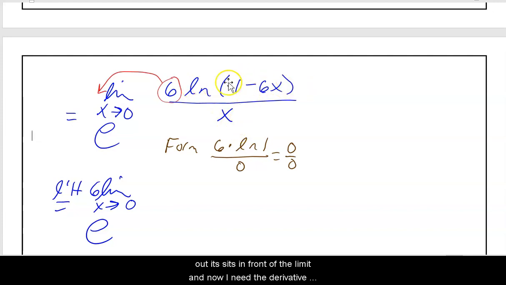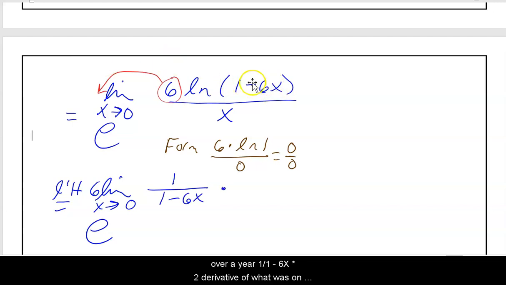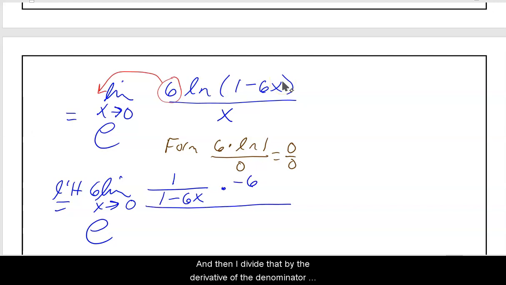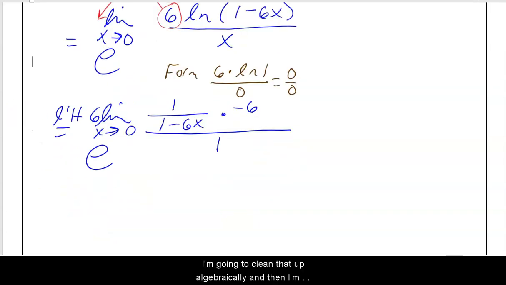And now I need the derivative of natural log of 1 minus 6x. So the derivative of natural log is 1 over 1 minus 6x, times the derivative of what was on the inside, which would be negative 6. And then I divide that by the derivative of the denominator, and the derivative of x would just be 1. Now I'm going to clean that up algebraically, and then I'm going to reevaluate.